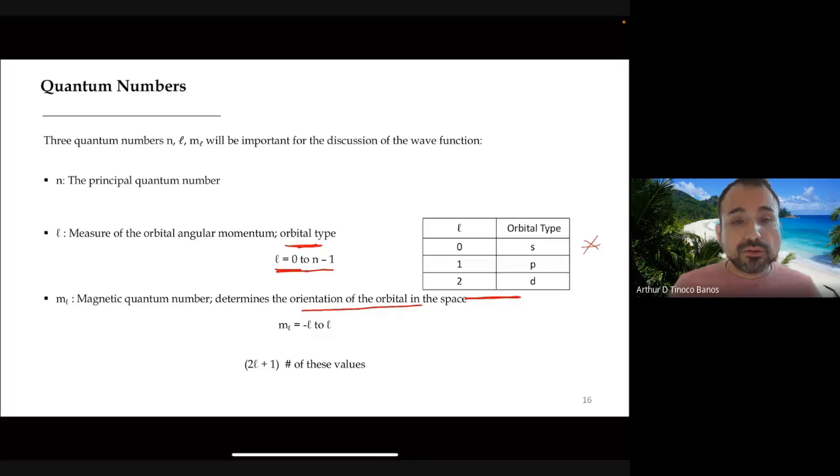All right, so the values of m sub L can range from negative L up to positive L. And so you can have a total of 2L plus 1 of these values. Right, so just keep this in mind.